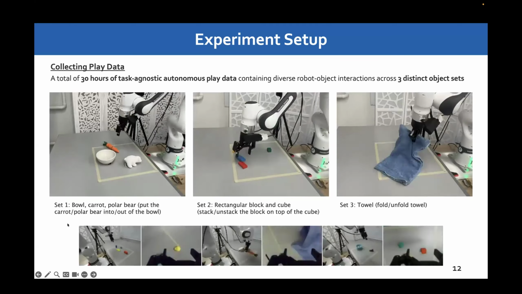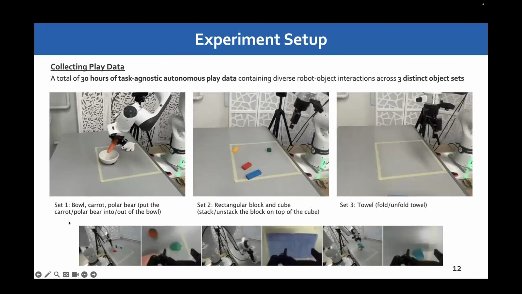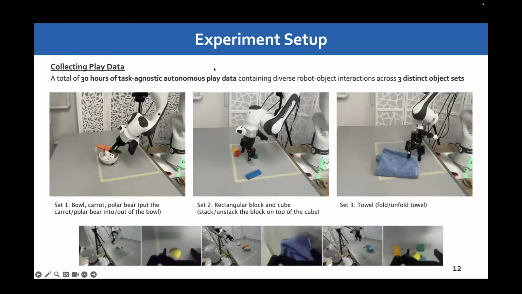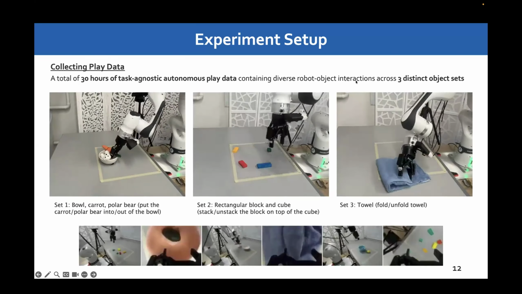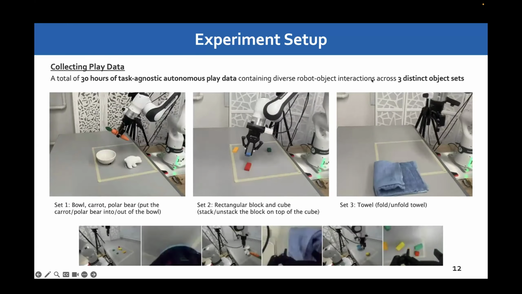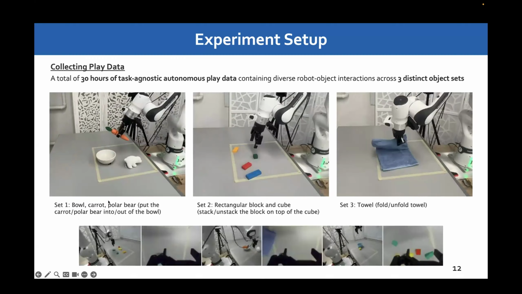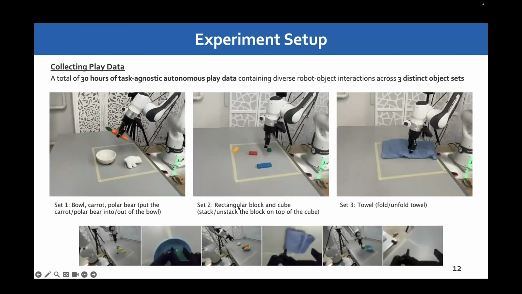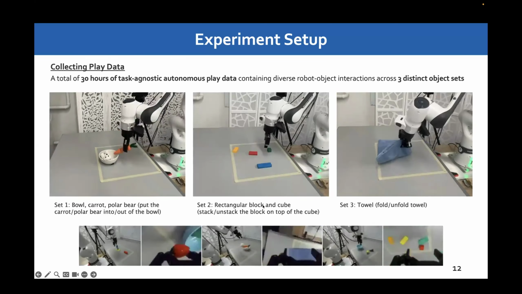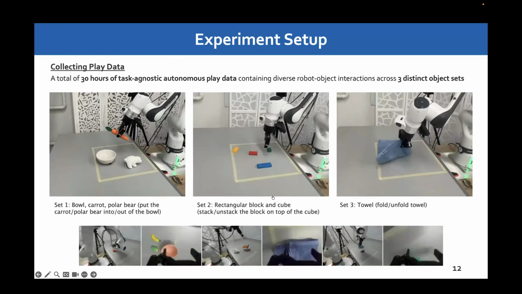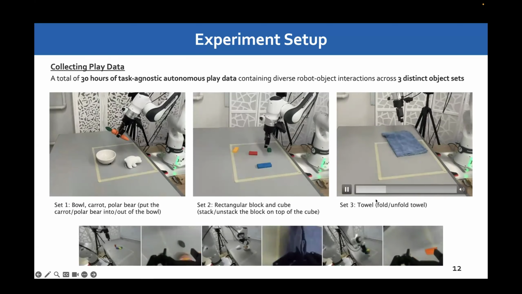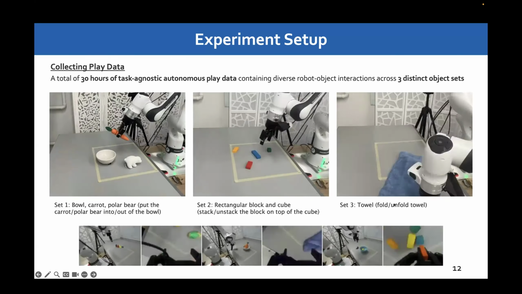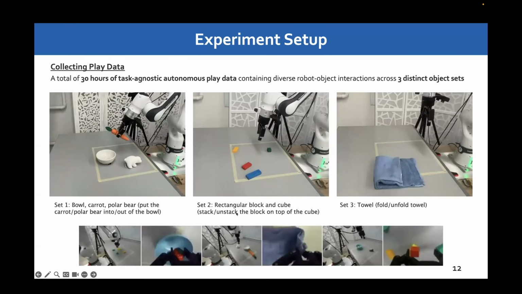So this is a video of the play data collection. So in total they collected around 30 hours of task agnostic autonomous play data. Then they do this across three different object sets. As you can see here, for example, they have common objects like bowl, carrot, and polar bear. And then, for example, a stack and unstack task of a rectangular block cube. And finally, also a more deformable object such as a towel, and the task is to fold and unfold the towel.